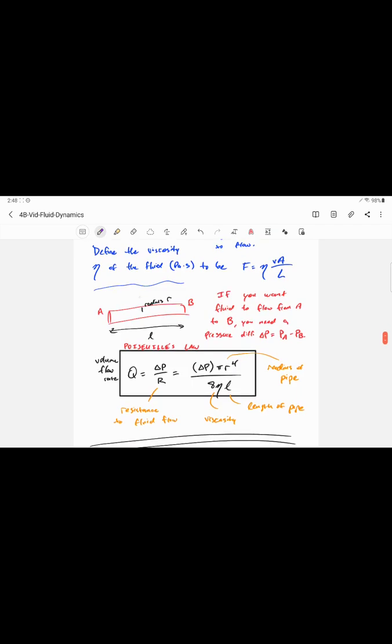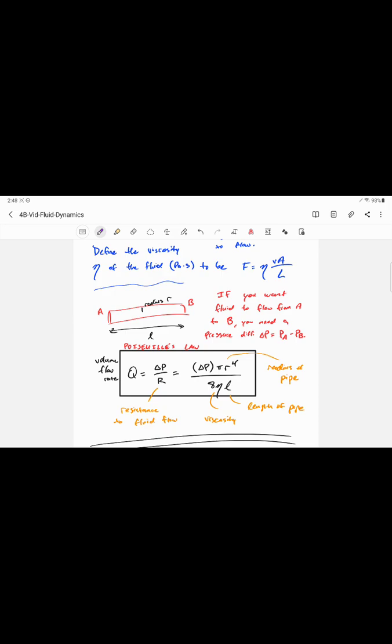Now suppose we want water, or whatever the fluid is, to flow from A to B here. To get that to happen in real life, because there is some resistance to flow, you actually need a higher pressure at A versus B, on the other side. So how big of a pressure difference do you need? Well, it depends on the viscosity. The higher the viscosity, the higher a pressure difference you need for the same flow rate.